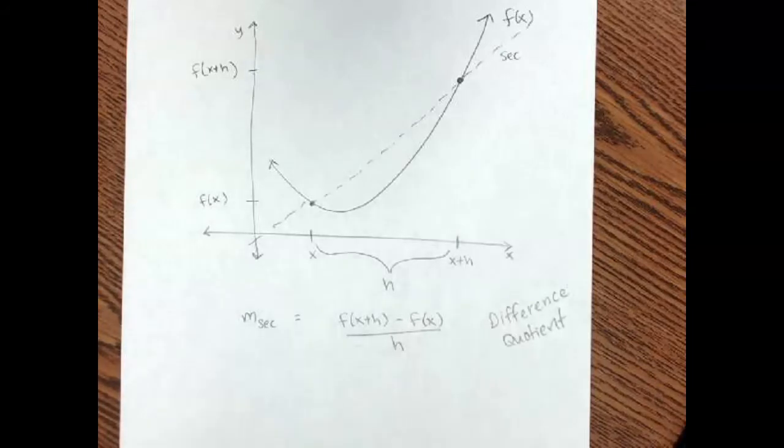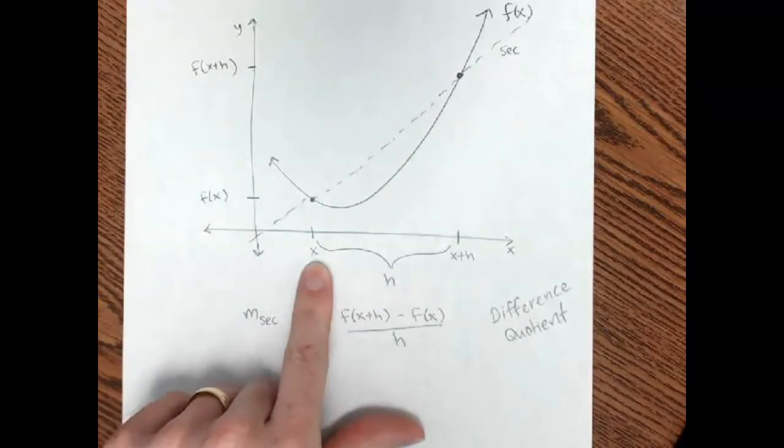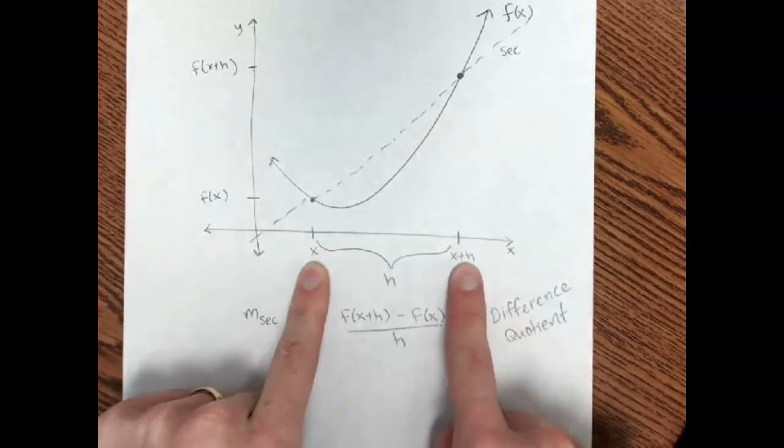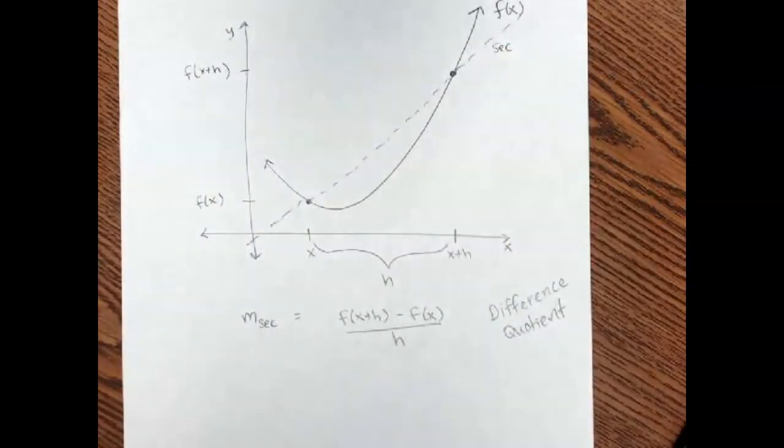It's the slope between 2 arbitrary points, right? You have some first point, x. You have some second point, x plus h. The gap in between them is h, right? So I've got some arbitrary slope between 2 arbitrary points. That's great. Secant slope, average rate of change, cool beans.